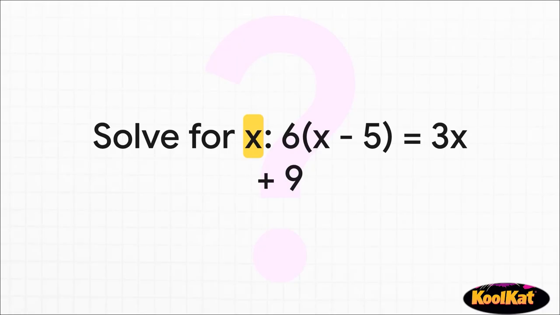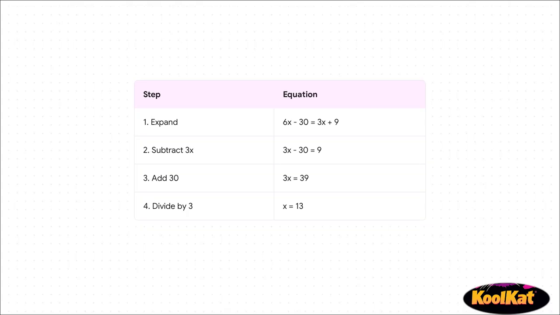All right, here's another super common problem type, solving for x. It looks complicated, but I promise there's a simple, repeatable process we can use every time. First, we got to distribute that 6 to everything inside the parentheses. That gives us 6x minus 30. Okay, now we want to get all the x terms on one side, so let's subtract 3x from both sides. That leaves us with 3x minus 30 equals 9. Now add 30 to both sides. We get 3x equals 39. The last step, just divide by 3, and x equals 13.